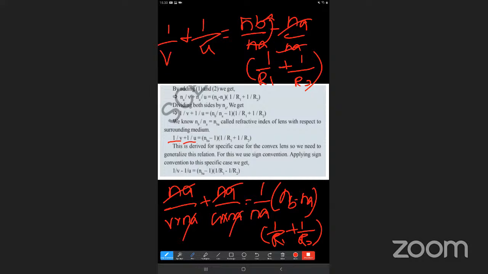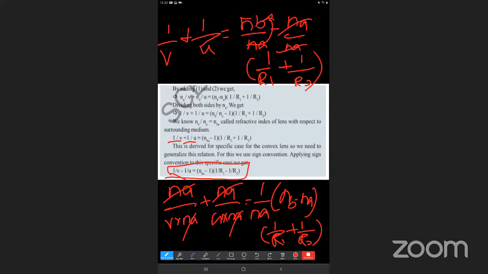So we need to generalize this relation. For this we use sign convention. Applying sign convention to this specific case, we get 1 by V minus 1 by U equals NBA minus 1 into 1 by R1 minus 1 by R2. When we are not applying sign convention, the earlier equation is used for the convex lens.